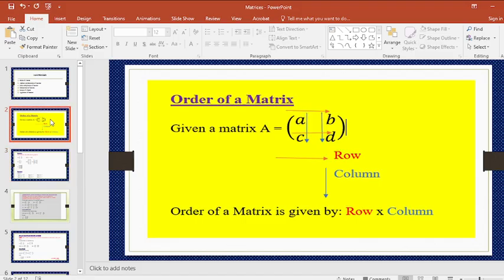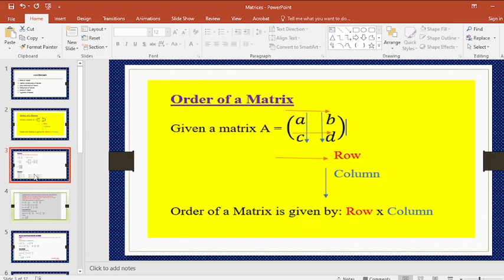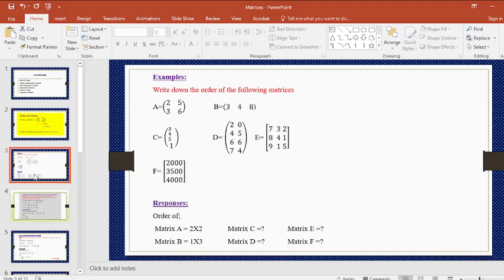The title here is not very clear. Here we are looking at some examples of stating the order of matrices. I didn't just put the title there, but here we're looking at examples of the order of matrices.